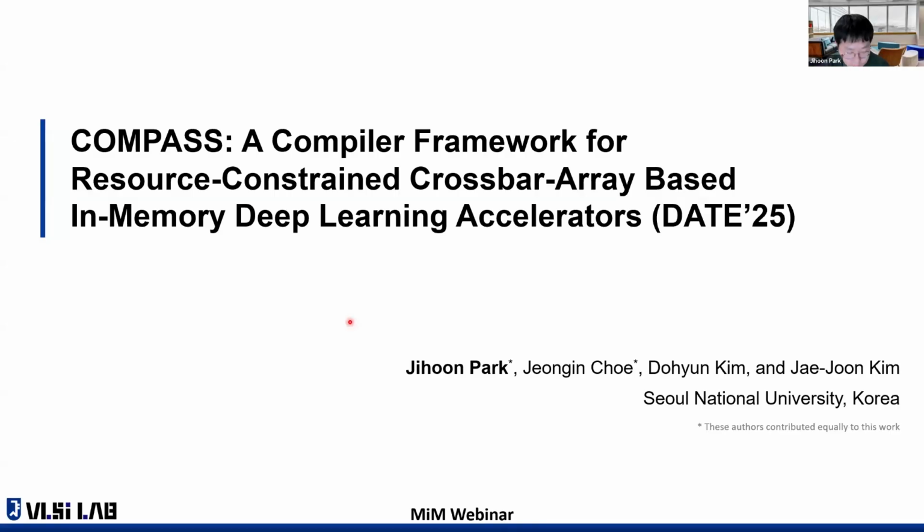Hello, everyone, and thank you very much for the introduction and for the invitation to the MIM webinar. My name is Jihoon Park from Seoul National University, Korea, and I'm here with you to present my work last year in DATE 25, COMPASS, a compiler framework for resource-constrained in-memory computing accelerator. Currently, I'm working on a compiler framework for my own IMC SoC project that I taped out last year as well. Without further ado, I'll go on with my paper.